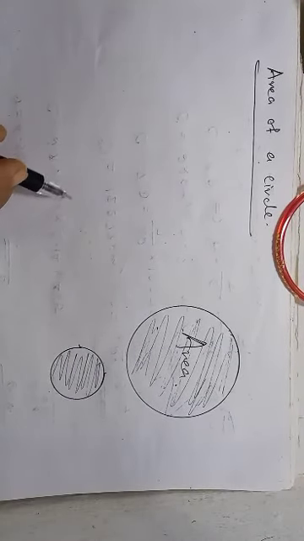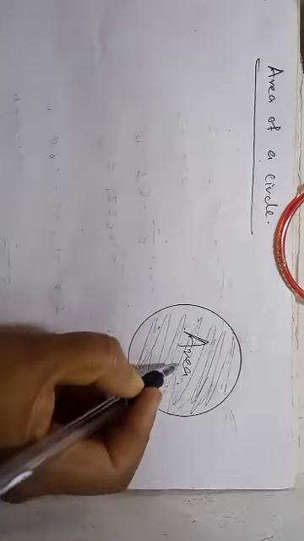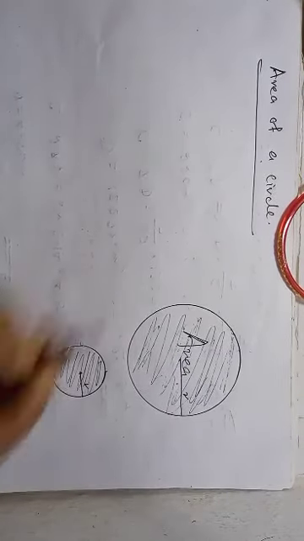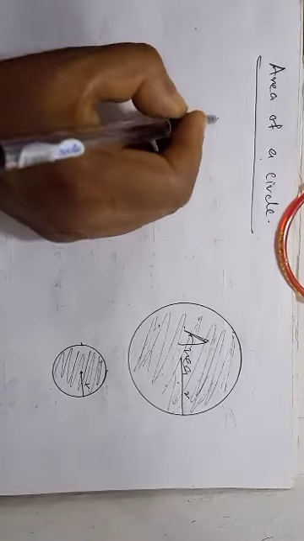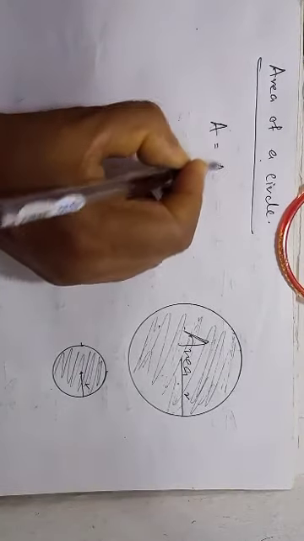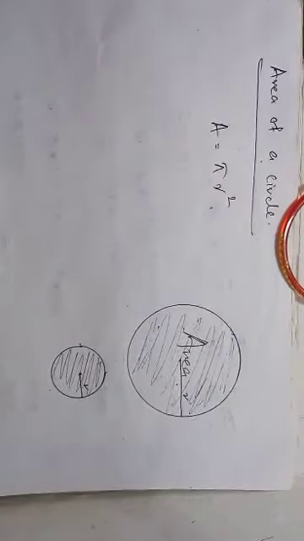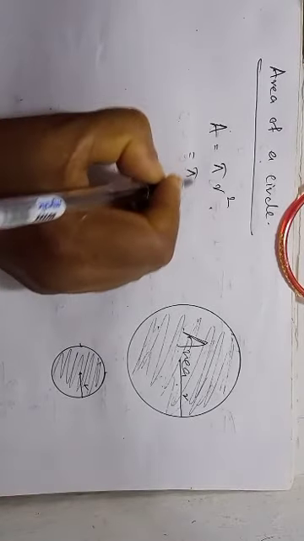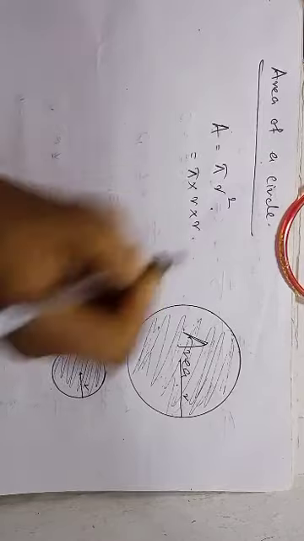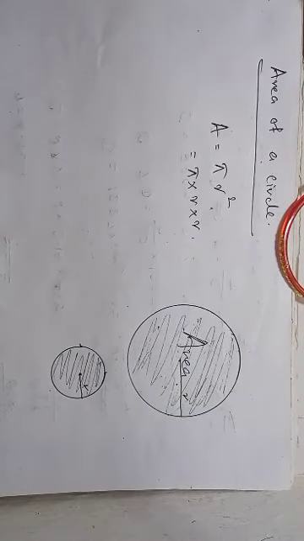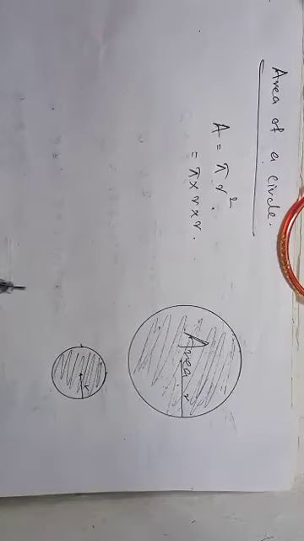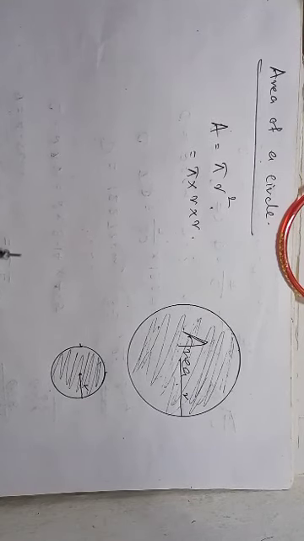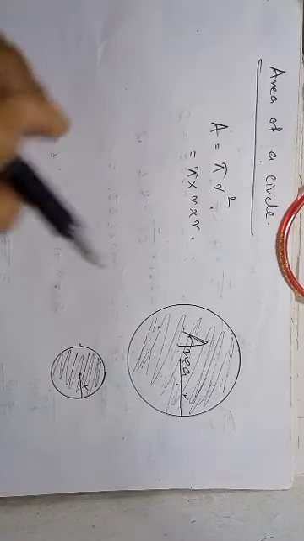How to find the area of a circle? If r is the radius of the circle, we can say area A is equal to pi r square. r means the radius. That means pi into radius into radius. Okay, pi we know now. What is the value of pi? Yes, 22/7 or 3.14. You have to learn the value of pi by heart.